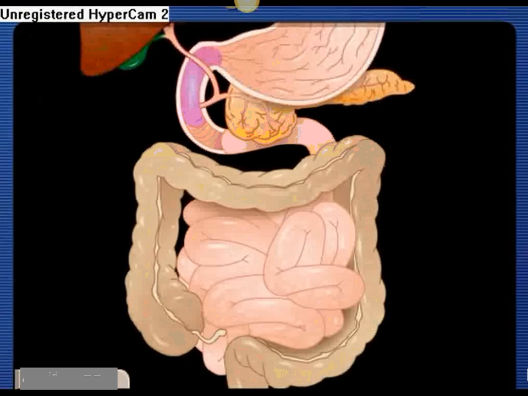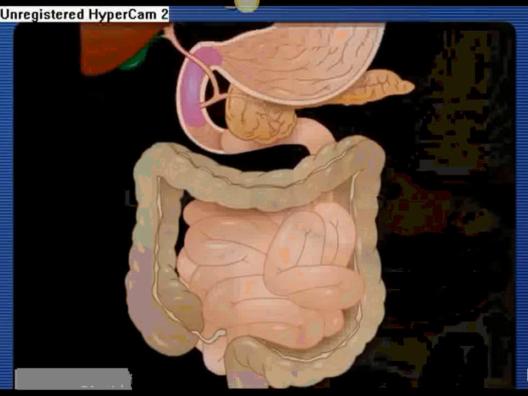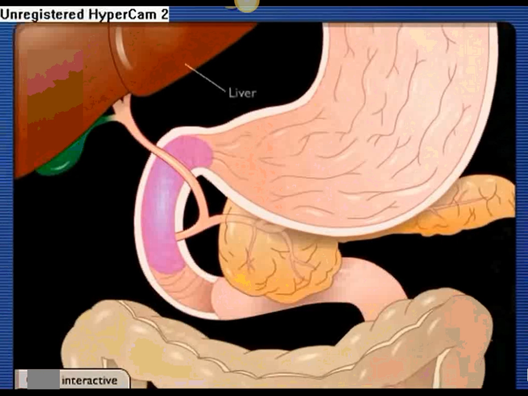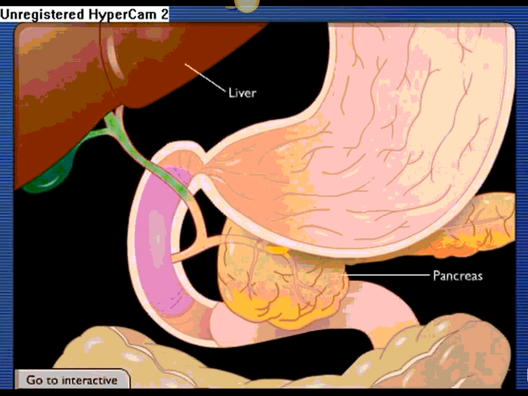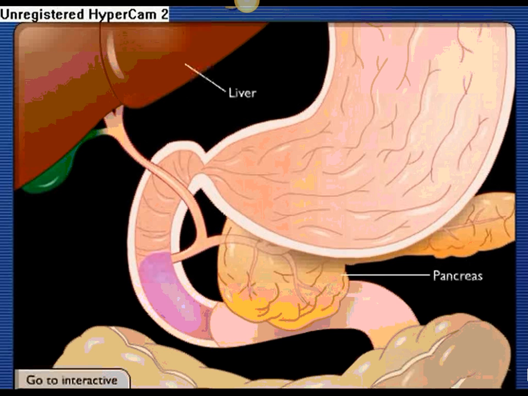The small intestine consists of three parts: the duodenum, jejunum, and ileum. Bile from the liver and digestive enzymes from the pancreas empty into the duodenum to aid in digestion. Absorbed nutrients pass from the small intestine into blood and lymph.